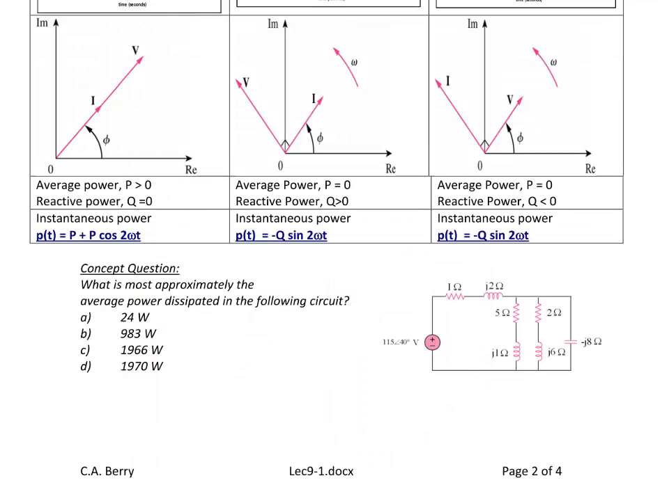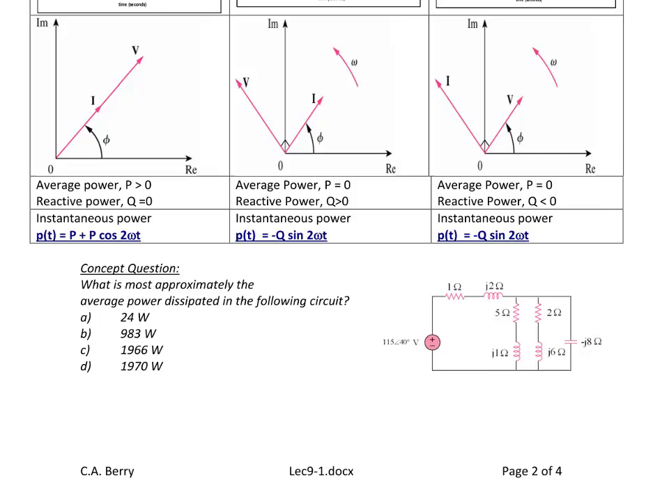So p of t for a resistor is P plus P cosine 2 omega t, where that average power P is the DC offset of the sinusoid. For an inductor, p of t is equal to negative Q sine 2 omega t. So what you should see here is that that is always going to be symmetric about the time axis. And p of t is the same for a capacitor. It's negative Q sine of 2 omega t.